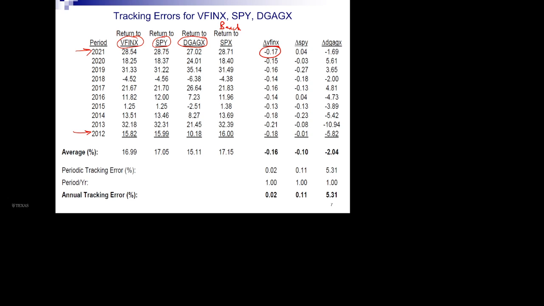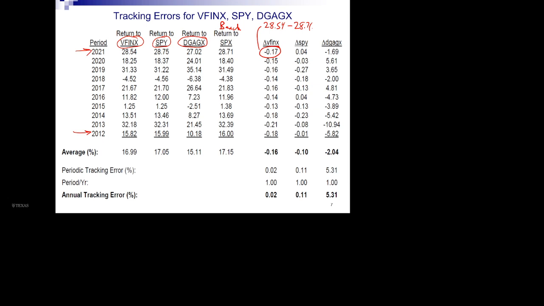What we do in this column is calculate the return differentials each year for the 10-year period. So that minus 17 basis points would simply be the difference between the 28.54% return that this index fund generated for its investors in the year 2021, minus the 28.71%, which is what the hypothetical return to the S&P 500 index would have produced. So this manager fell short by 17 basis points of perfectly mimicking the returns to the index in that period.